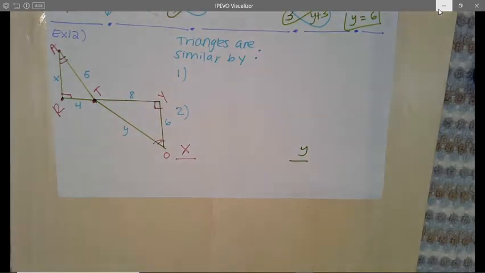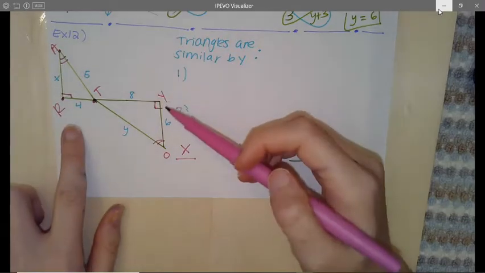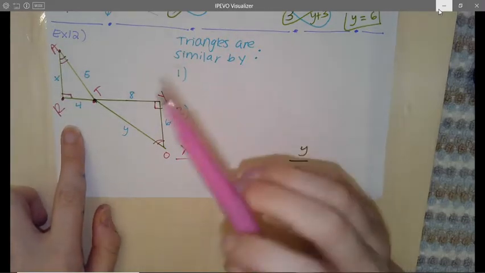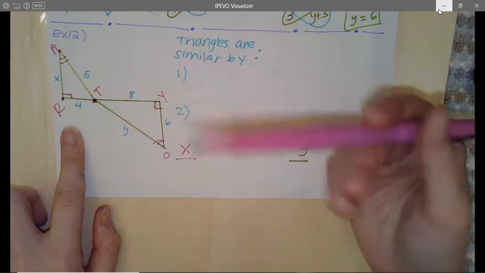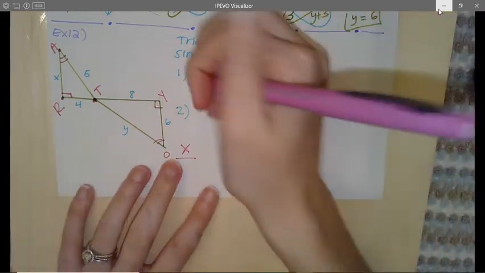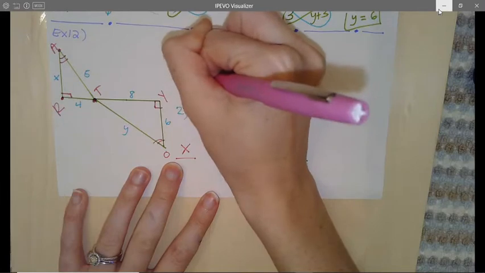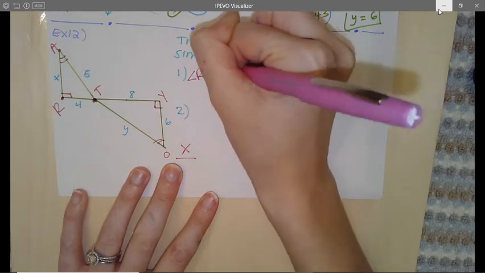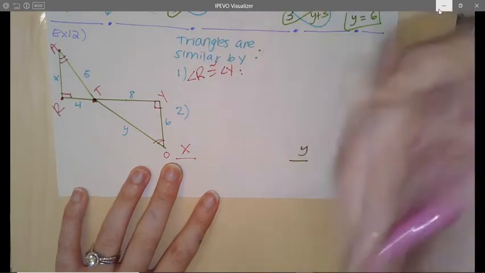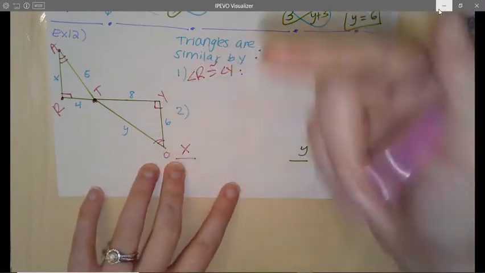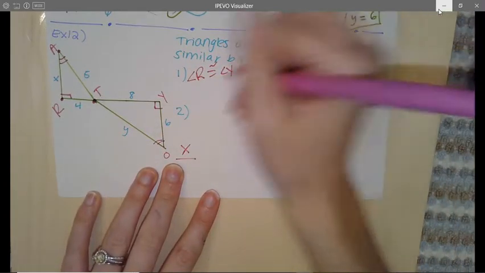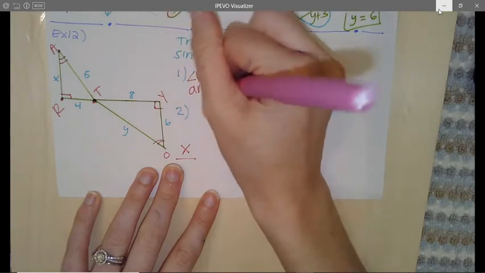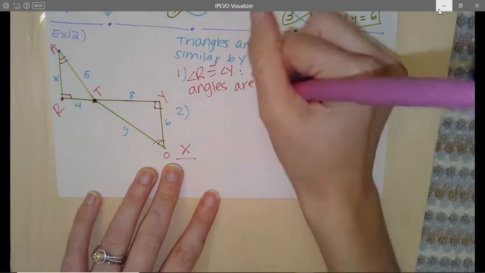Okay, so currently I see that angle R and Y are both right angles. And since right angles equal 90 degrees, that means they're congruent. So I can say angle R is congruent to angle Y, not because it was given to me, but because all right angles are congruent.